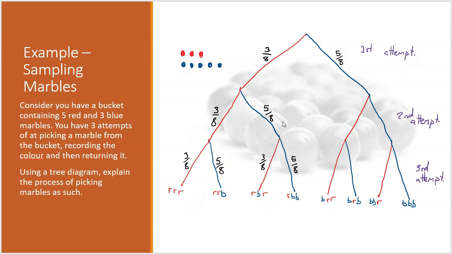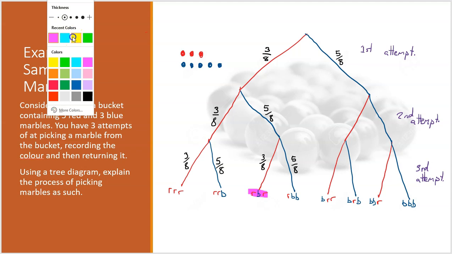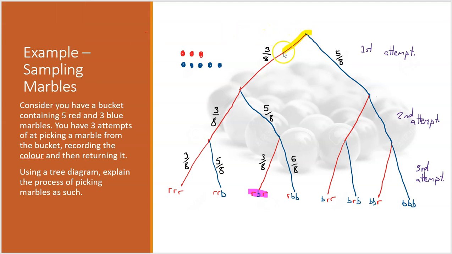Now consider we want to know what's the likelihood of picking, say, this combination here, red, blue, red. Well, we can calculate that by traveling down the tree. So I'll do that with, let's say, a yellow highlighter, traveling down the tree and asking ourselves what's the likelihood of getting this one. Well, as we travel down the tree, we collect each of these possibilities and we multiply them all together.